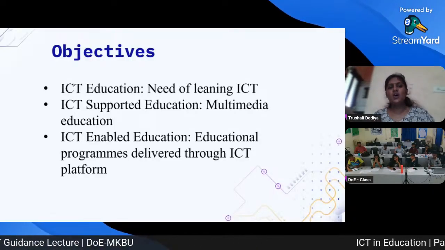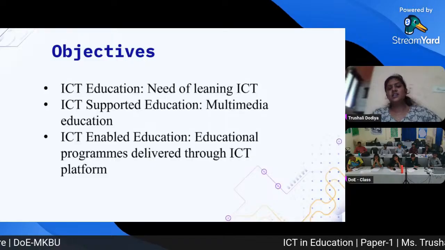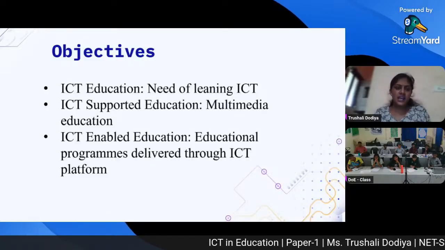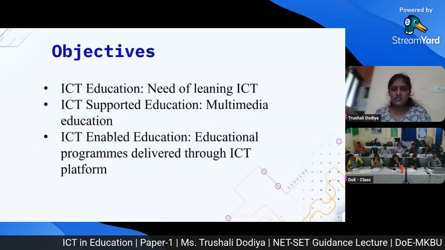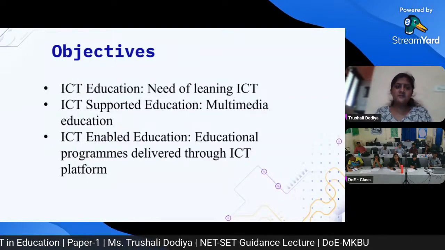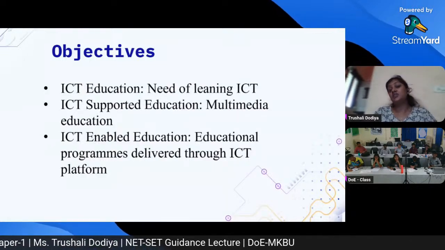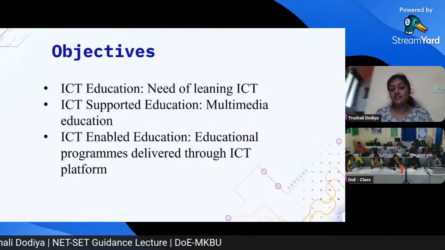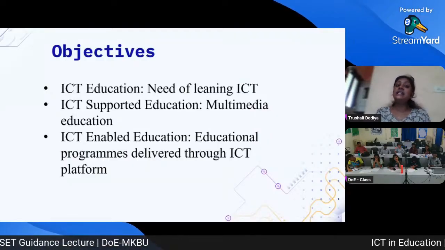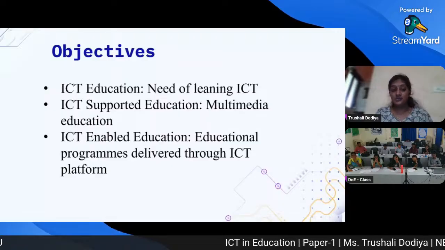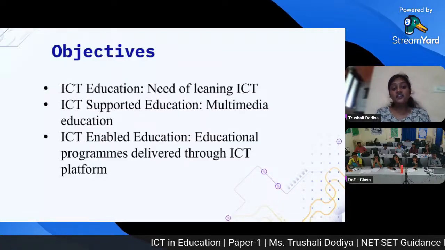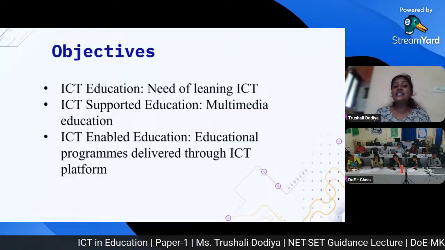There are a lot of objectives of ICT in education, but let me draw you through three major functions and objectives of it. Well, there are 3 points. First one is ICT education. Second one is ICT supported education, and third one is ICT enabled education.